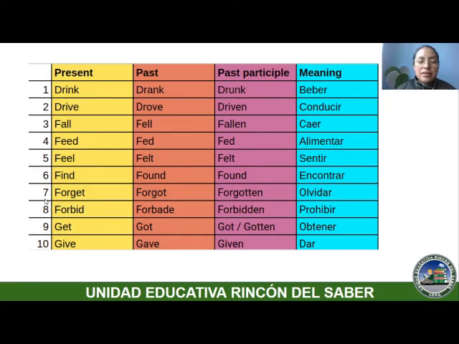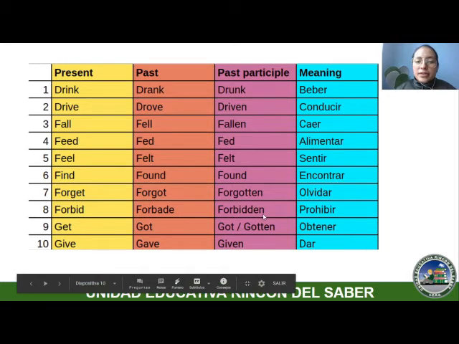Number 7. In present, forget. In past, forgot. In past participle, forgotten. Meaning, in Spanish, olvidar. Number 8, please read in present. Thank you. Read in past. Okay, and read in past participle. And the meaning?